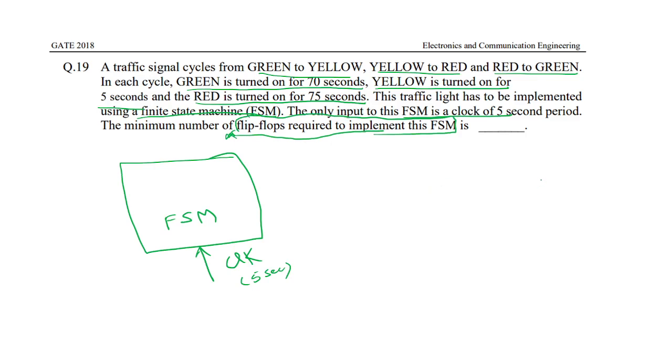Think of a hypothetical situation. Let's say there is A, there is B, there is C. A to B, B to C, and C to A. Let's say for example this cycle. To move from A to B, the only input is the clock.